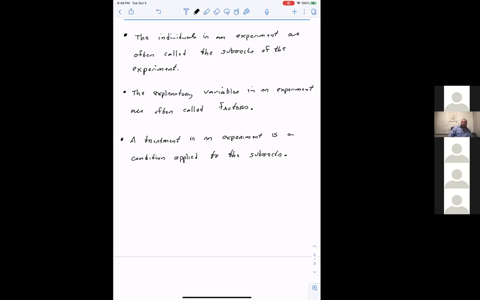So for example, if I'm testing a new drug, then I might give the drug to some of the people, some of the individuals, some of the subjects, and then I might give a placebo, a fake drug, to some of them, to see whether or not there's an actual physical response. If everyone thinks they're getting the drug, whether they are or not, maybe there's a psychological reason why they're getting better, right?